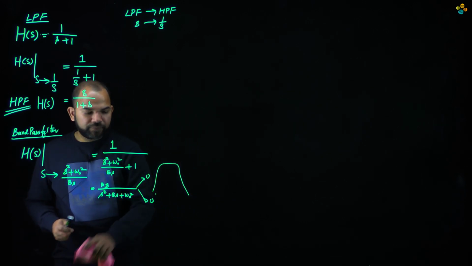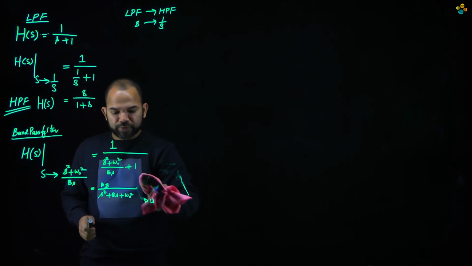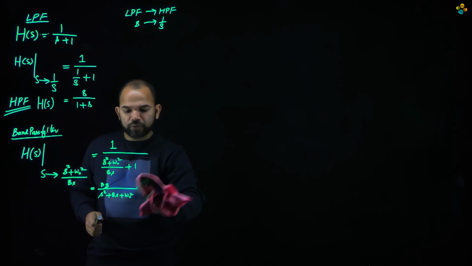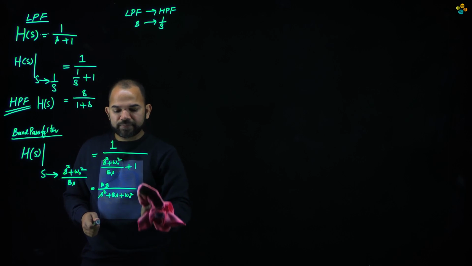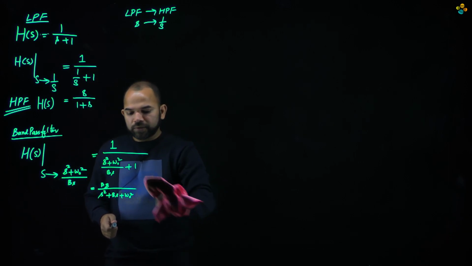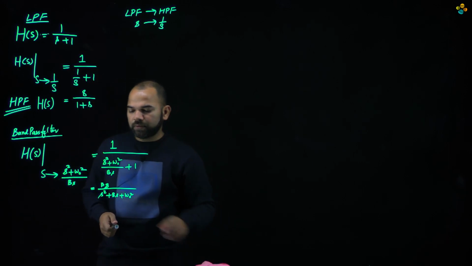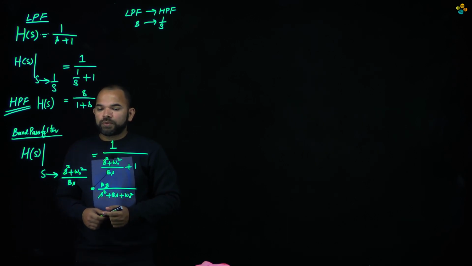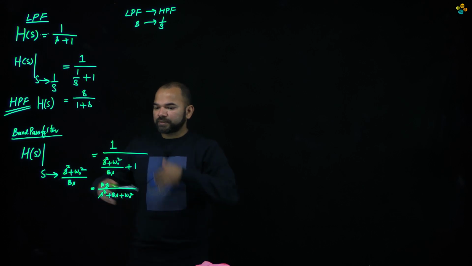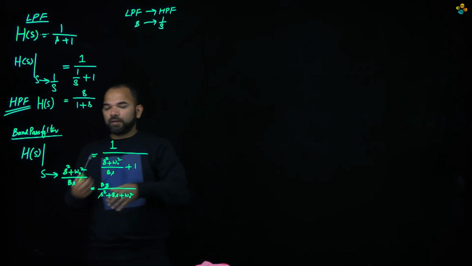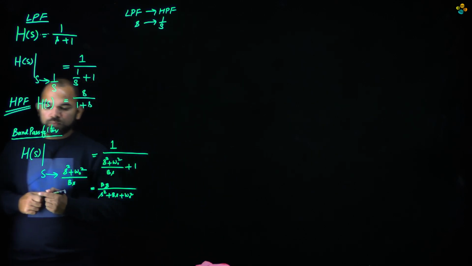So you can put the values of S and put the limits. Sometimes you have to use L'Hospital rule and you will see this transfer function is basically showing a band pass transfer function. So we know that band pass and band stop are slightly opposite to each other.